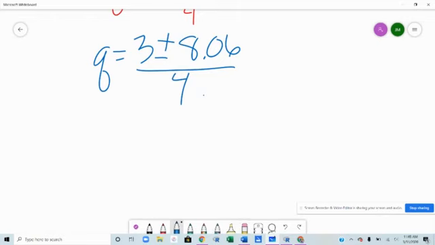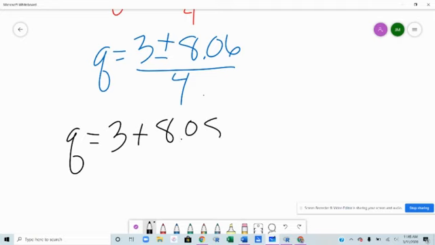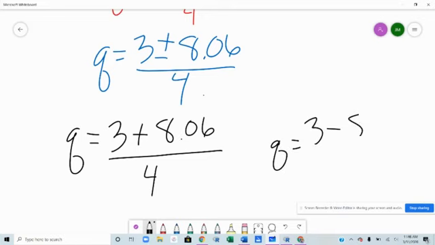Now, because of your plus or minus sign, you can split it up into your two different possible answers, one where you have a plus and one where you have a minus. So 3 plus, oops, that should be 8.06. Let me fix that. 3 plus 8.06, all divided by 4. And 3 minus 8.06, all divided by 4.